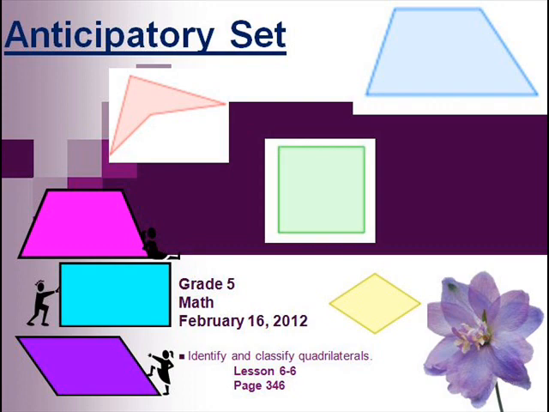For my anticipatory set, I will have this slide on the board as the students come into class. Upon entering, they will receive a welcome message, and I will ask the question: what type of geometric figure do you think we will be talking about today? I will also have the quadrilateral song playing for the first 5 minutes while the students are entering and getting ready to begin class.